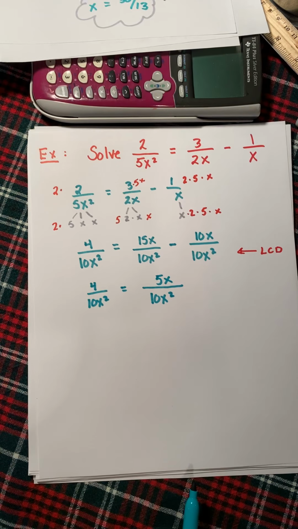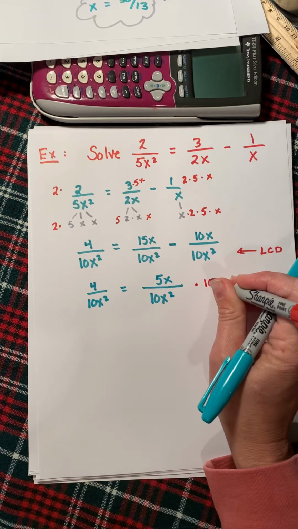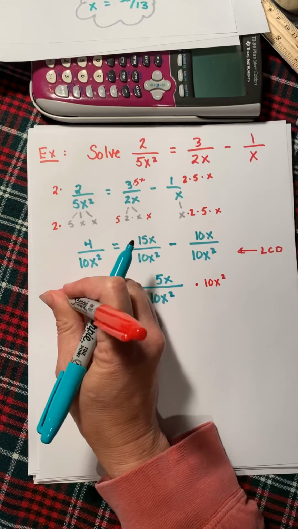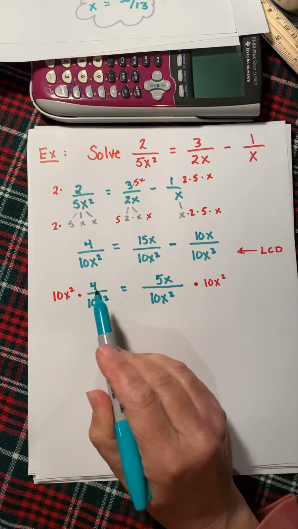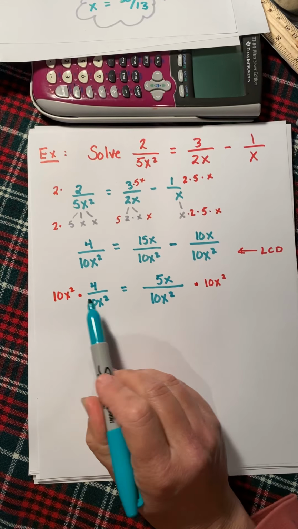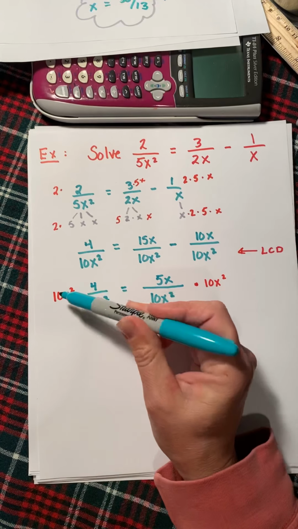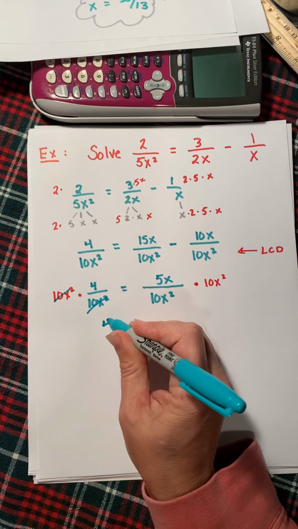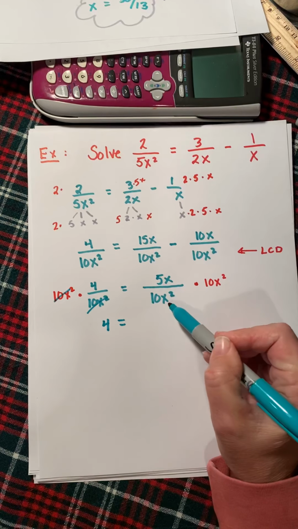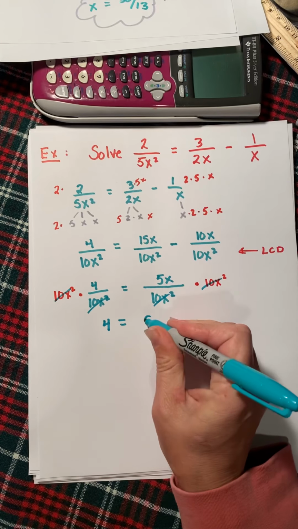Now, once we have one fraction equals the other fraction with that same common denominator, we can now eliminate the fraction by multiplying both sides by the common denominator. So here we're dividing 4 by 10x squared. To undo that, we multiply by 10x squared. So what we do to one side, we have to do to the other. 10x squared times 4 divided by 10x squared is just 4. 5 divided by 10x squared times 10x squared is just 5x.